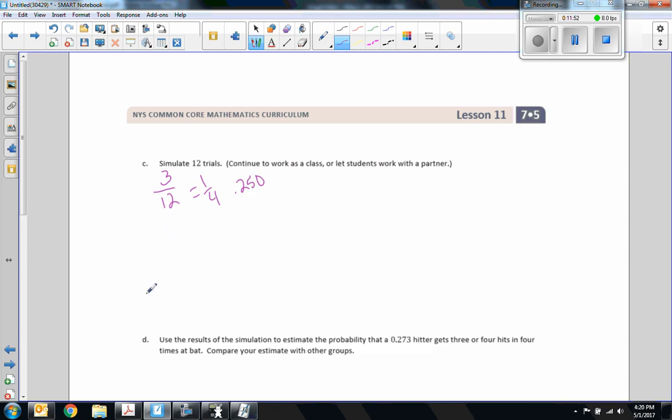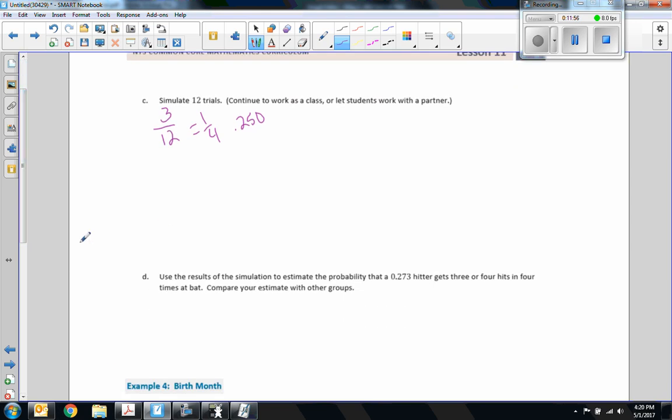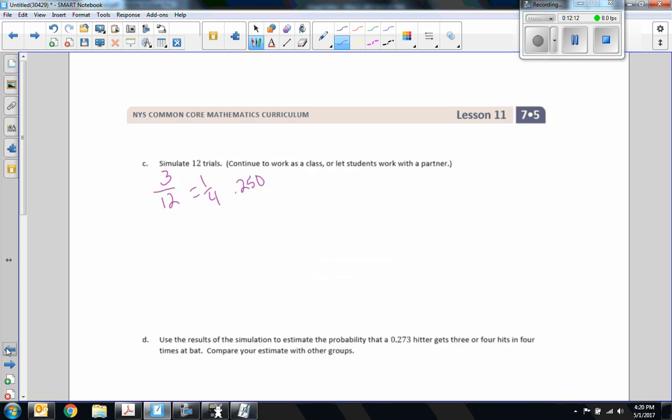That is simulating 12 trials. Now D says to use the results of the simulation to estimate the probability that a 273 hitter gets three or four hits in four times at bat. So we can pick anywhere in that and start.